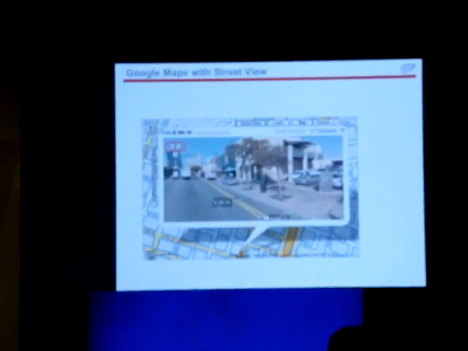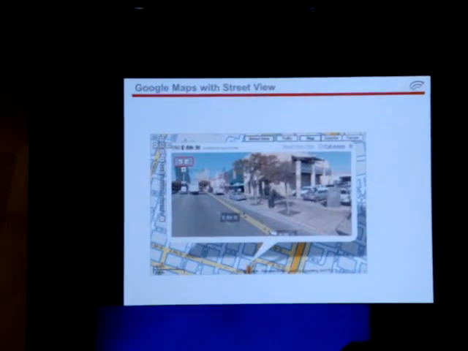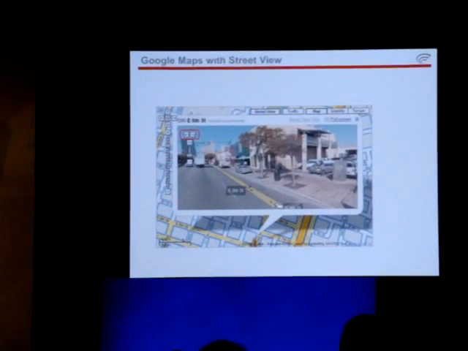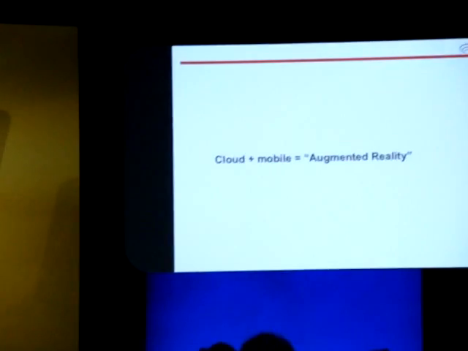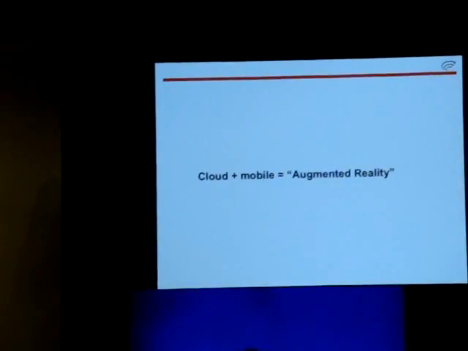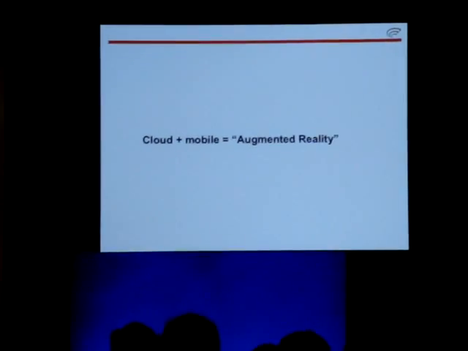cool application. And of course, more and more data is becoming available to these augmented reality apps. Google Street View starting to appear in Google Maps on the phone. There's a whole lot happening with Google Maps on the phone. But I just want you to think cloud plus mobile is leading us in this direction of augmented reality.